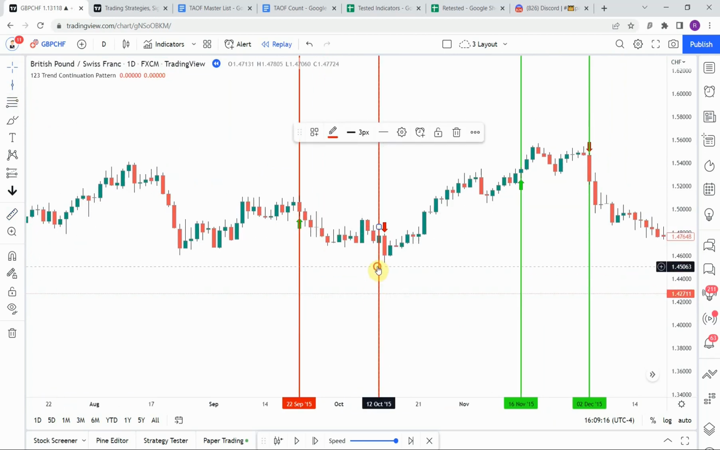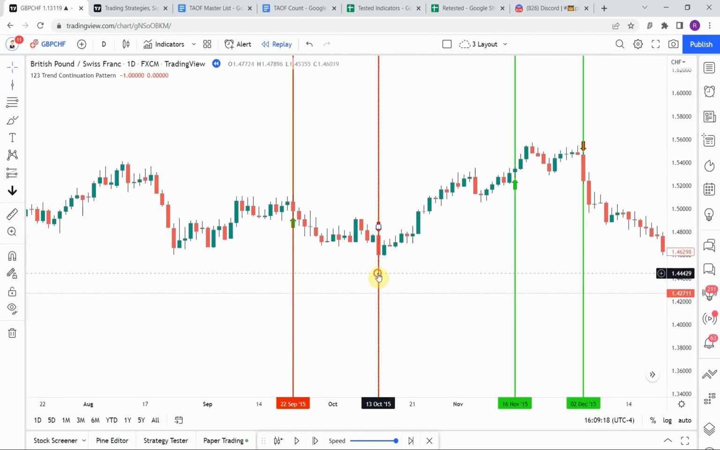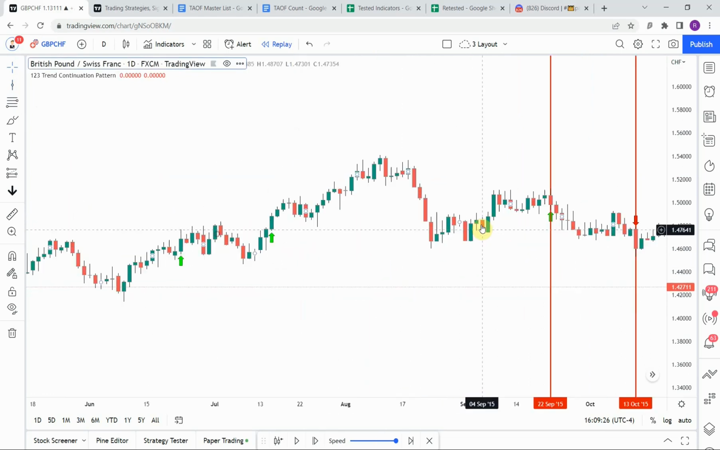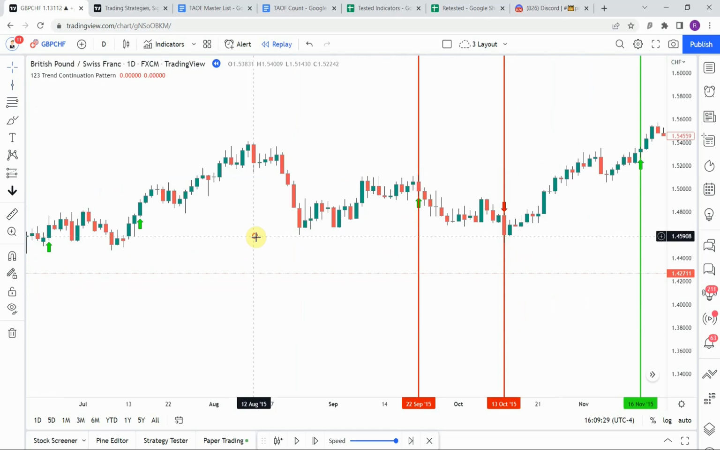And you can see that we pick up a short signal right here, basically right at the bottom of this move, and then immediately we start spiking back to the upside. That one there would have also gotten us stopped out.